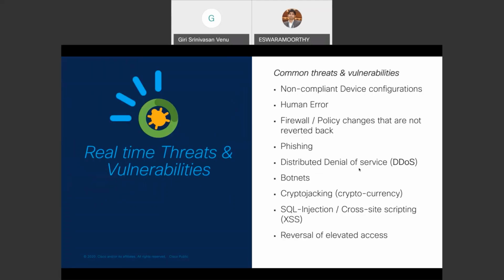Okay, so now that we spoke about some of the reasons or the causes for breaches, we are going to look at vulnerabilities. And most of these are familiar. So the first on the list is about how do we manage non-compliant device configurations, right? This is one of the main sources of external vulnerabilities.